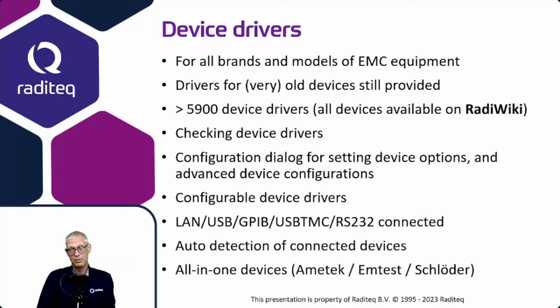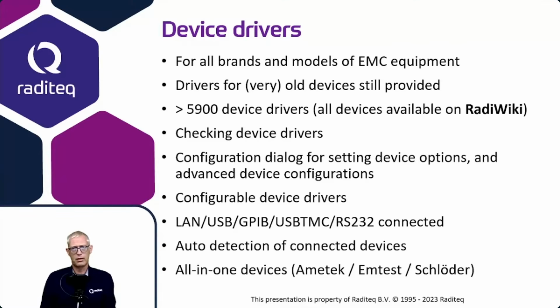Recently, we also implemented the auto detection of connected devices. So when you start RadiMation, you can do an auto detection, and then RadiMation will scan all the buses. It will detect which devices are available on which GPIB board or on which RS-232 connection. And then RadiMation will help you to create the drivers with the correct communication settings and so on. This is really helping in getting RadiMation up and running very fast at a new installation.